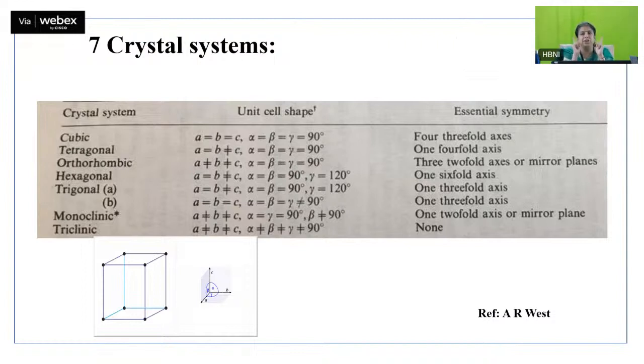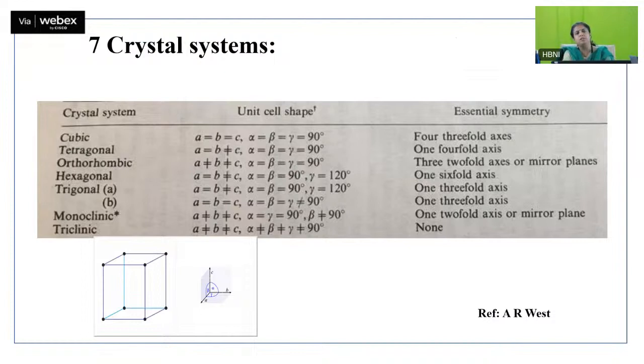And what is the essential symmetry element which will lead to this particular unit cell shape? That we should have at least one 4-fold axis, one C4 axis, and it will be parallel to your lattice parameter a, b, or c, which is unequal. Okay. Orthorhombic is like your shoebox. None of the 3 axes are equal, but all the angles are 90 degrees.